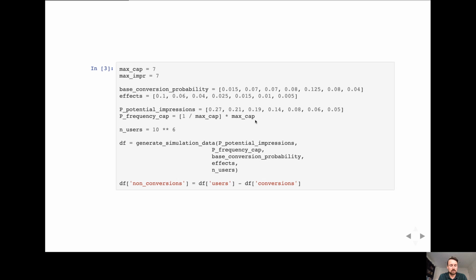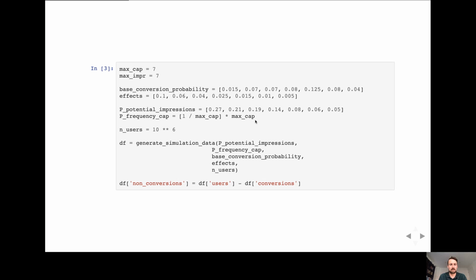Then there are 2 more components to our data generating function. One is a distribution of these potential impressions. These are not equally distributed, and as you can see, the higher the amount of potential impressions, the lower the probability we will find a specific user that is able to get this amount of impressions. So this will have an impact in our models later on. Then there's the distribution of the frequency caps, which is evenly distributed because we control this even distribution in our A/B test setup. And then we simulate this data for 1 million users.